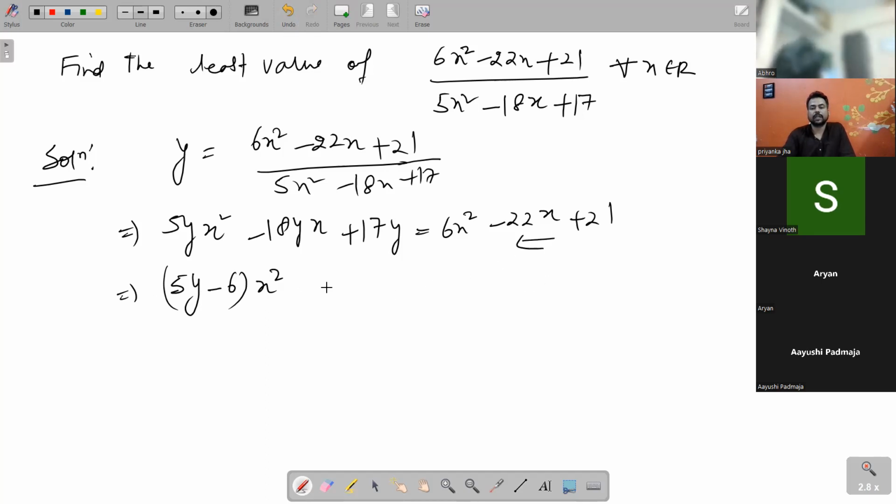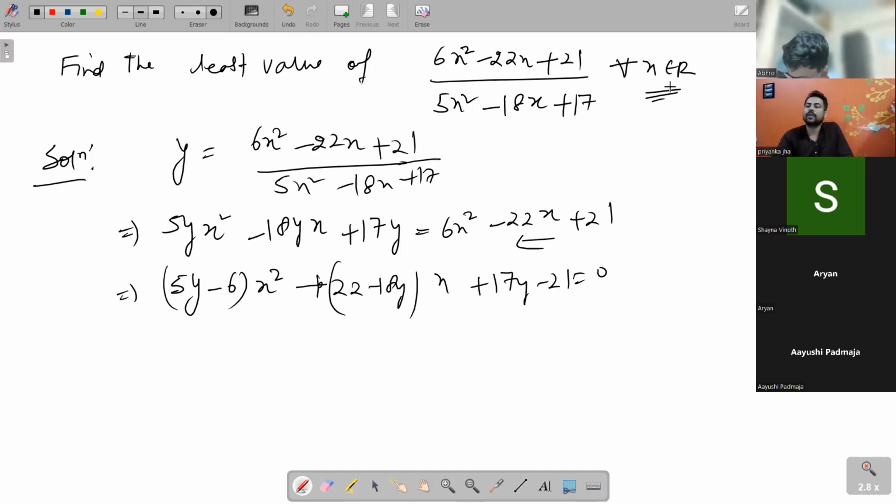When this comes to this side, it will be plus 22 minus 18y into x, and then 17y minus 21 equal to 0. Now you see, here it says for all real values of x. So we know that x is a real number, so the discriminant has to be greater than or equal to 0. Roots are real.